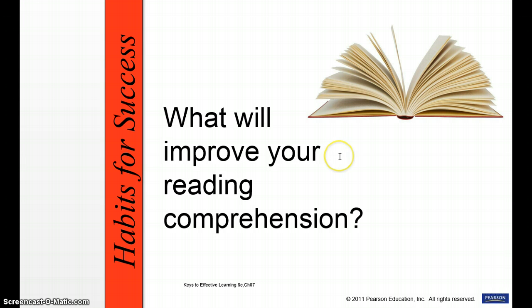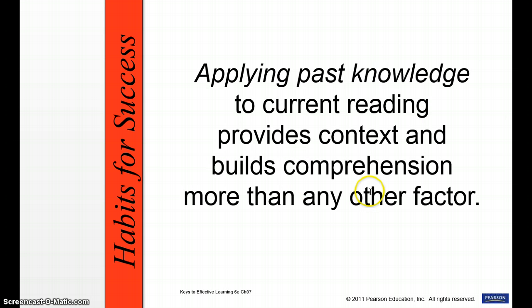Is this going to improve your comprehension? Not by itself. What will improve it? Applying what you already know. So if you're reading about block building and it's something you've done before, you can apply what you've already done or had experience doing to what you're reading. This just makes it clear, it makes more sense, or it makes it understandable.